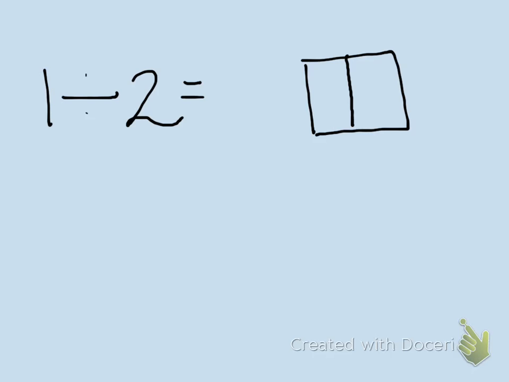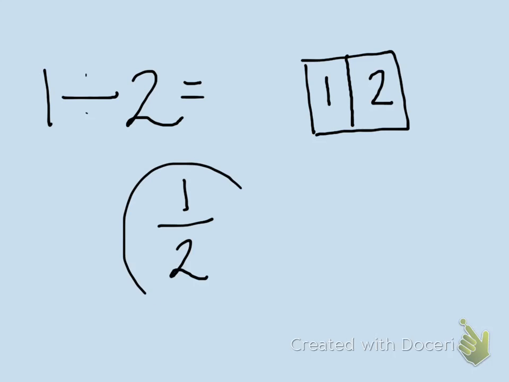Think to yourself, how much of a cracker does each person get? Well, person 1 would get half, and person 2 would get half. So each person would get 1 half of a cracker. So I can think of the division sentence, 1 divided by 2, and rewrite that as a fraction of 1 half. We can also think of this line right here in our fraction that divides our numerator and our denominator as division.